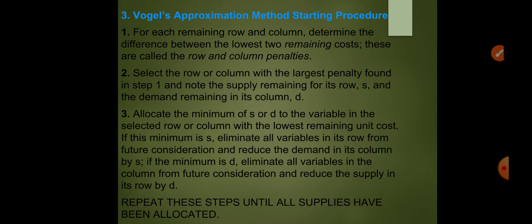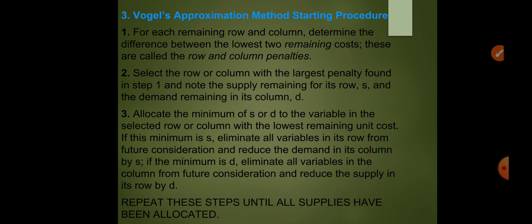Third type, Vogel's approximation method starting procedure. For each remaining row and column, determine the difference between the lowest two remaining costs. These are called the row and column penalties. Select the row or column with the largest penalty found in step 1 and note the supply remaining for its row, S, and the demand remaining for its column, D.